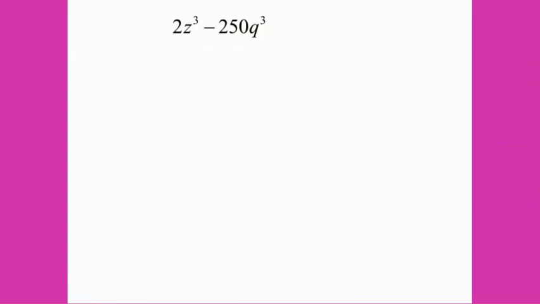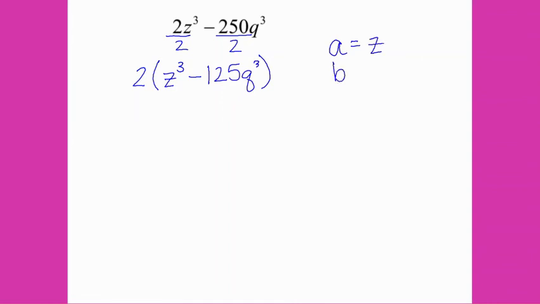Let's try another one. Uh-oh. 2 and 250 are not perfect cubes, but they can both be divided by 2, so we need to factor that out first. So 2 times z cubed minus 125 q cubed. That makes things a little easier. That means our a term would be z, and our b term would be 5q, since 5q cubed is 125q cubed.